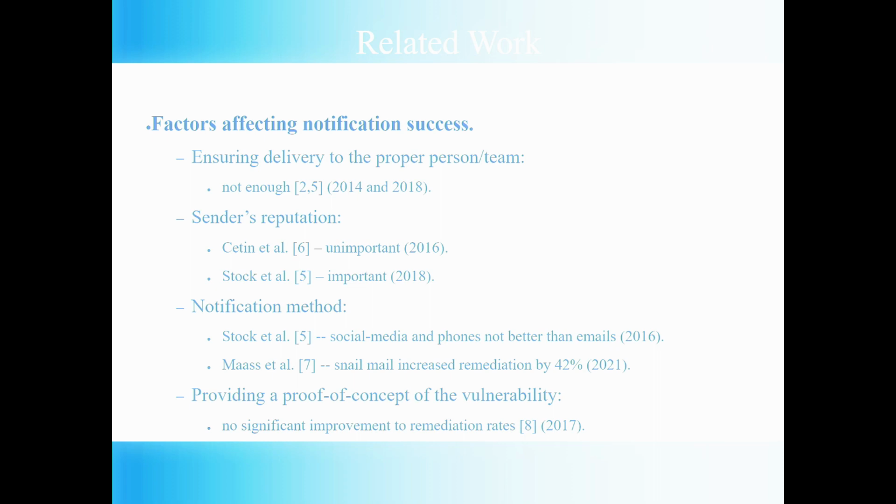Another line of research is testing the factors that affect notification success. Some of the factors tested were, for example, ensuring that the email reaches the proper person. This is an important one, but ensuring this factor is not enough to increase remediation rates. Some have tested the sender's reputation, so if you receive a notification from a reputable sender versus a non-reputable sender, whether this is important. Some conflicting results there. Some papers found that it is important, others found that it isn't.